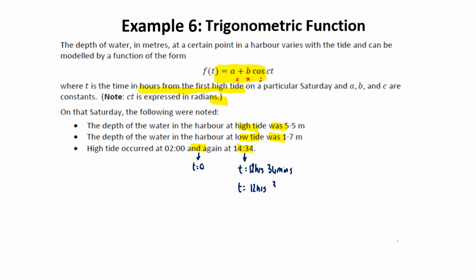To do that, you can write it as 34 over 60. That will give you, in decimal, 12.4567 hours. So just be careful of the difference between minutes and decimals when we're talking about time.